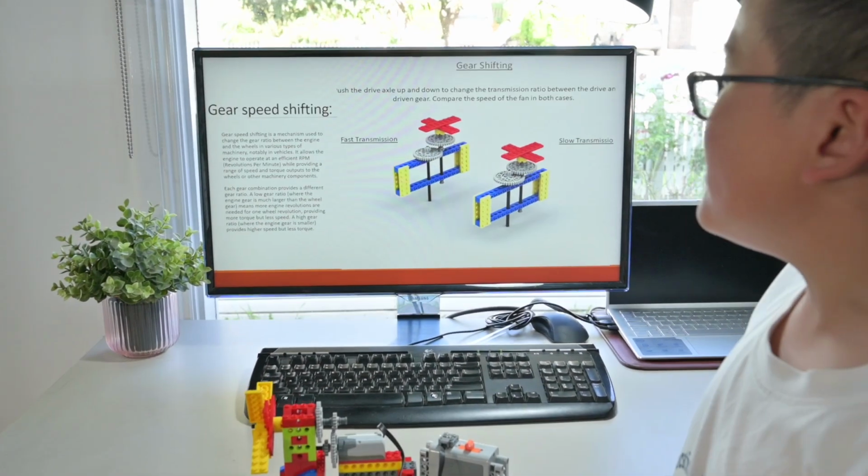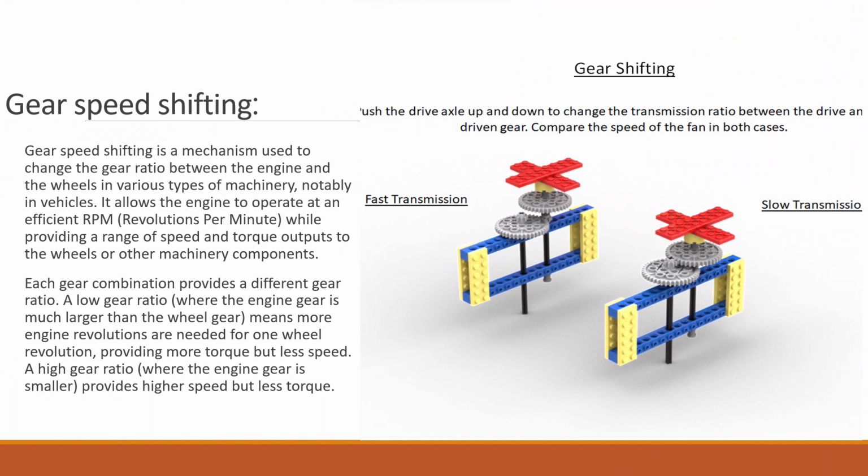Gear speed shifting is a mechanism used to change the gear ratio between the engine and the wheels in various types of machinery, notably in vehicles. It allows the engine to operate at an efficient RPM, revolutions per minute, while providing a range of speed and torque outputs to the wheel or other machinery components. Each gear combination provides a different gear ratio.